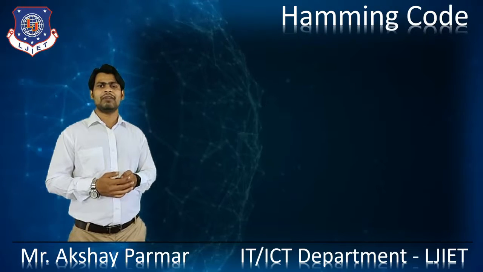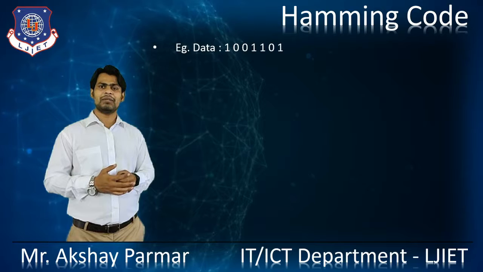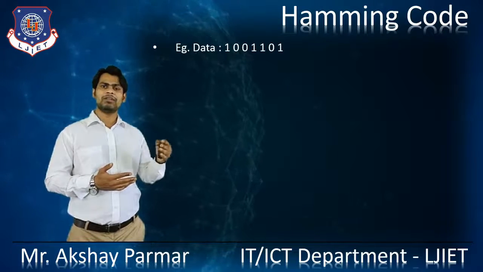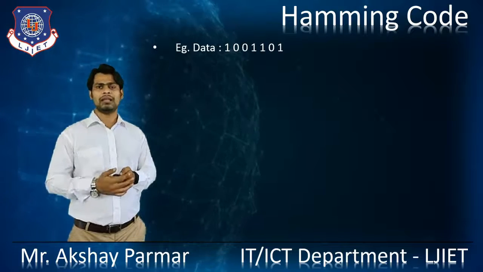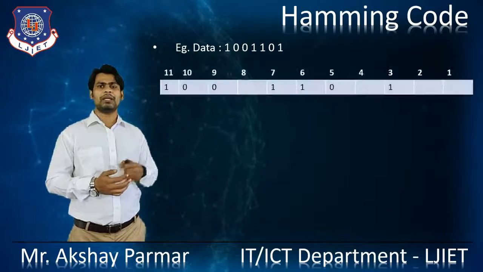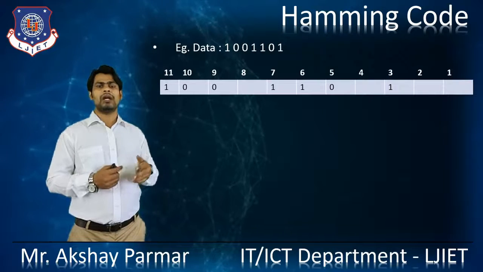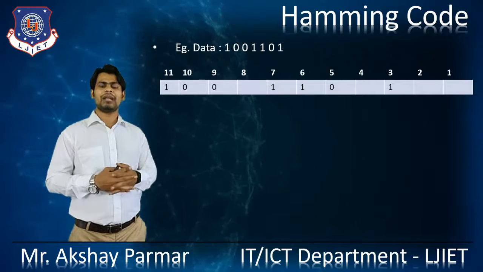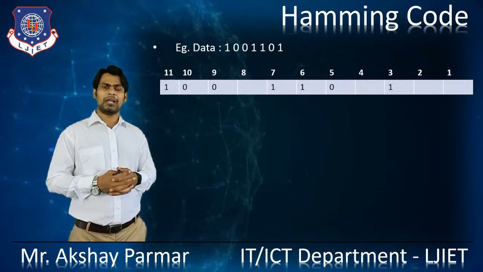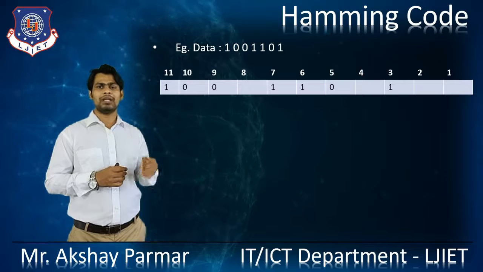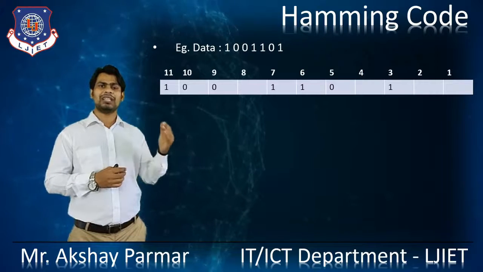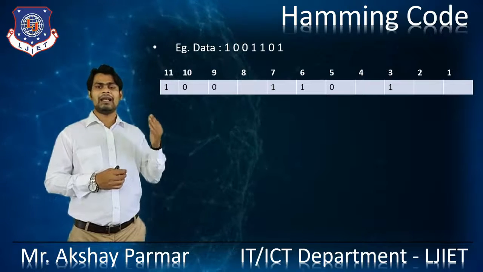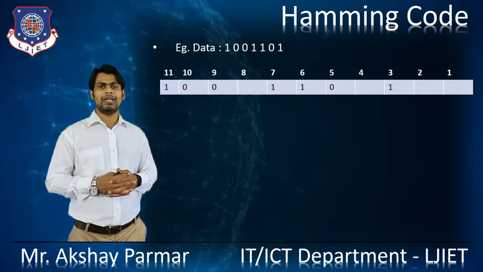So let's see one example. For example, we have the data 1001101, and we put these data bits in between. At positions 1, 2, 4 and 8 we put the redundant bits, and except those positions we put the data bits. At positions 3, 5, 6, 7, 9, 10 and 11 we can put our data bits.